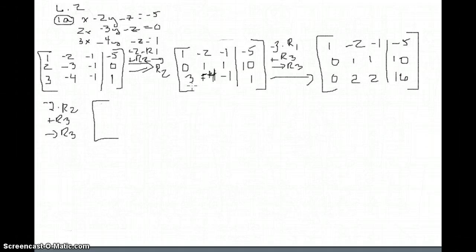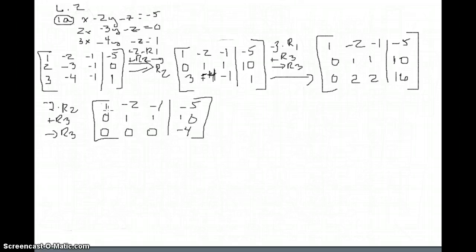All right, so -2 times 0 is 0, plus 0 is 0. So that remains a 0, which we want it to be. And -2 times 1 is -2, plus 2 is 0. That's what I wanted. And negative 2 plus 2 is 0. Well, that's not quite what I wanted, but that's what happens. And negative 2 times 10 is negative 20 plus 16 is negative 4. Okay? So now I copy everything else down. 0, 1, 1, 10, and 1, negative 2, negative 1, negative 5.